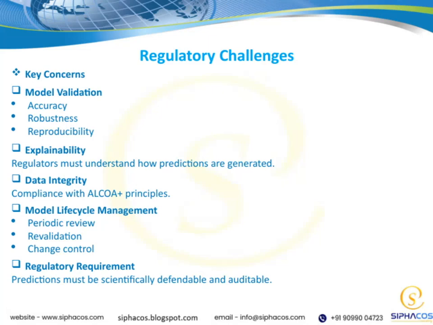When it comes to regulatory challenges, there are several key concerns we need to keep front and center. First, model validation, ensuring accuracy, robustness, and reproducibility is critical. Then, explainability. Regulators have to understand how predictions are made, not just what they are. Data integrity is another pillar, requiring strict compliance with ALCOA plus principles. Finally, managing the model lifecycle means regular reviews, revalidation, and careful change control. Above all, predictions must be scientifically defendable and fully auditable.